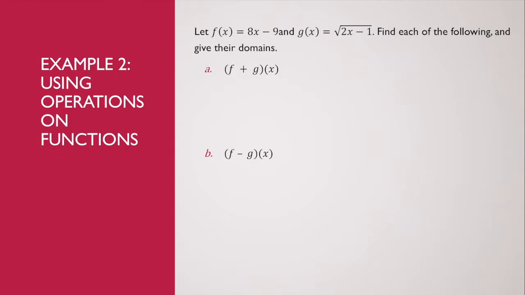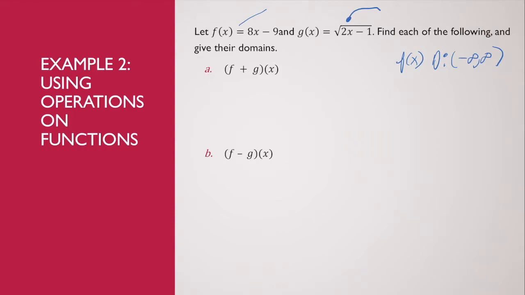For this second example, f of x is 8x minus 9, and g of x is the square root of 2x minus 1. So f of x, its graph is a line, right? And it's going to have domain from negative infinity to positive infinity, so all real numbers. And g of x is a radical. Remember, those functions kind of look like this. So we need to figure out what the domain for the square root of 2x minus 1 is.